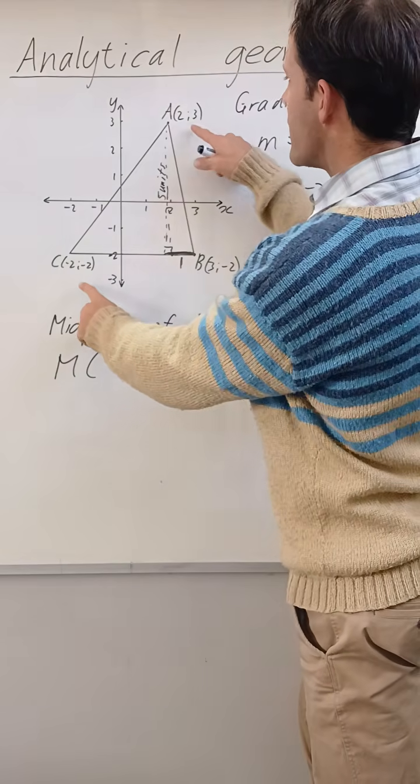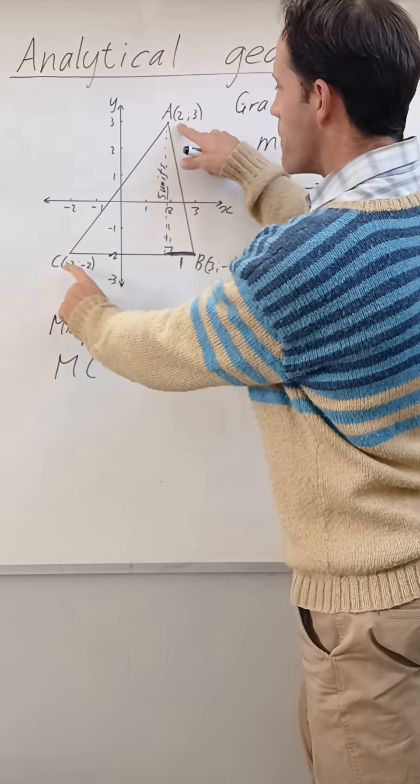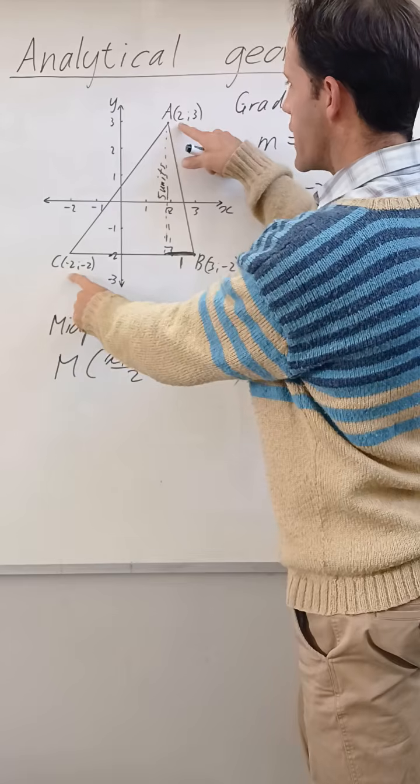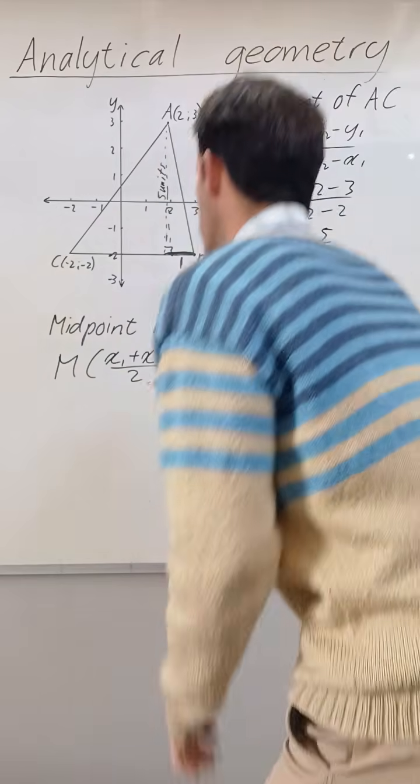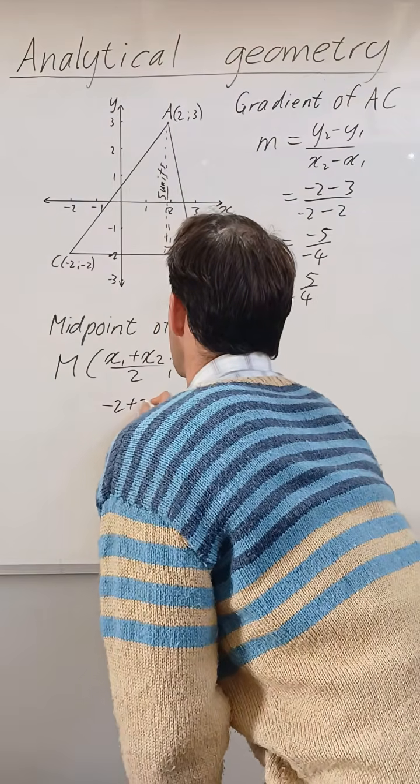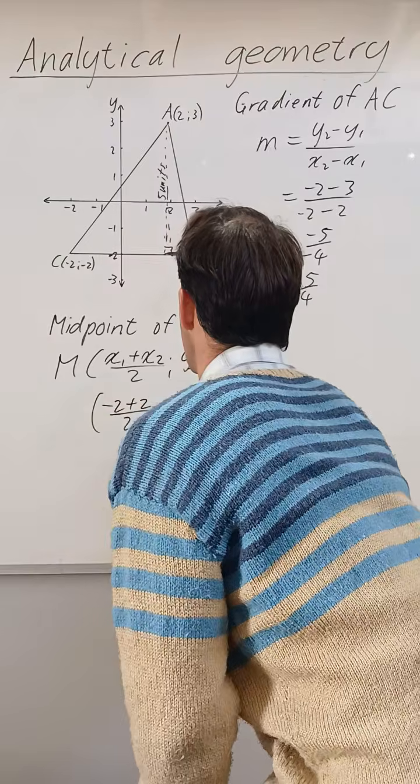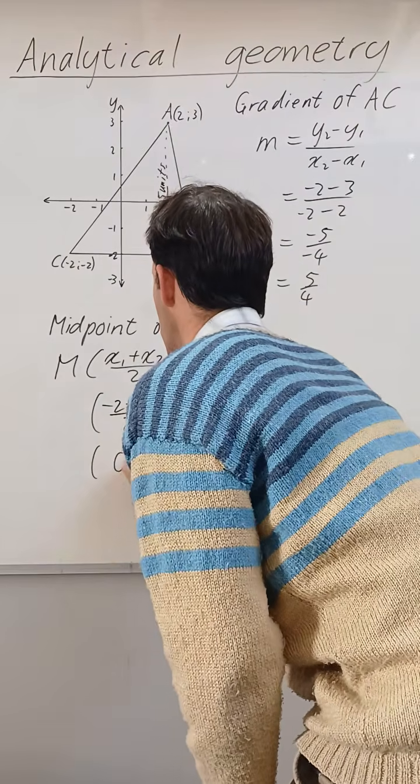So we need to add 2 and negative 2. 2 plus negative 2 is 0. Or negative 2 plus 2 is 0. So when you add the negative 2 plus 2 divided by 2, you're going to get 0.